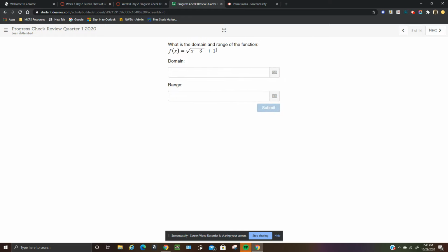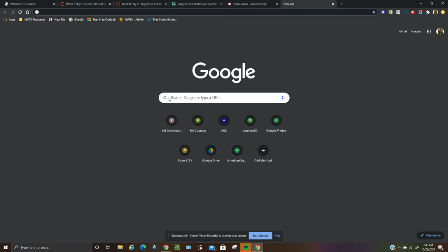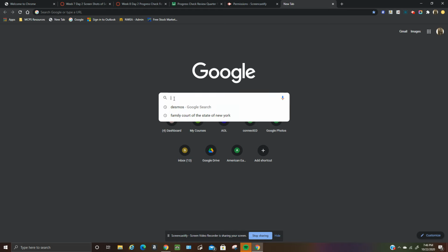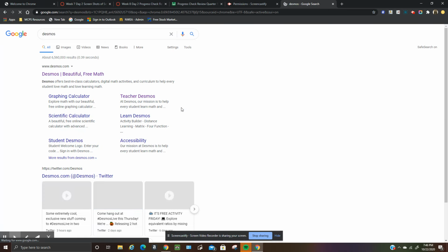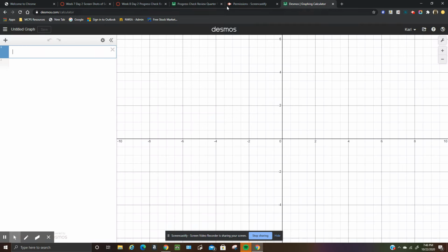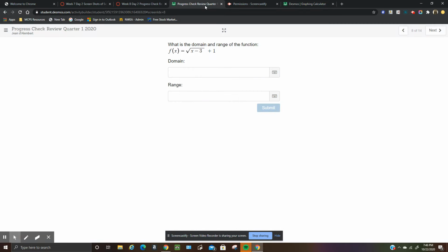All right, so what's the domain and range of the function? So probably the easiest thing to do there is get the Desmos calculator again. So I'm going to open a new tab here and square root of x minus 3 plus 1.